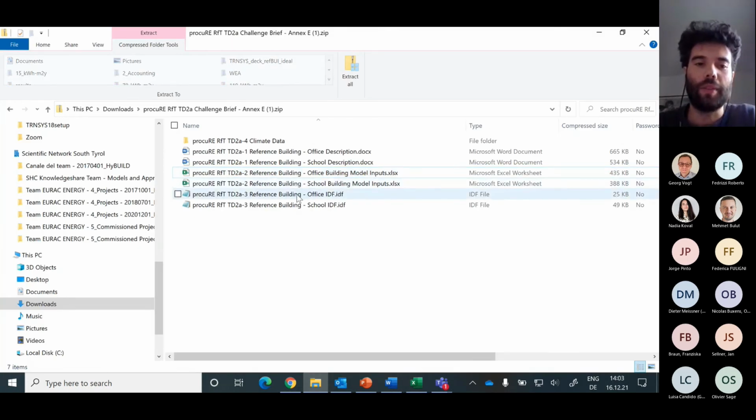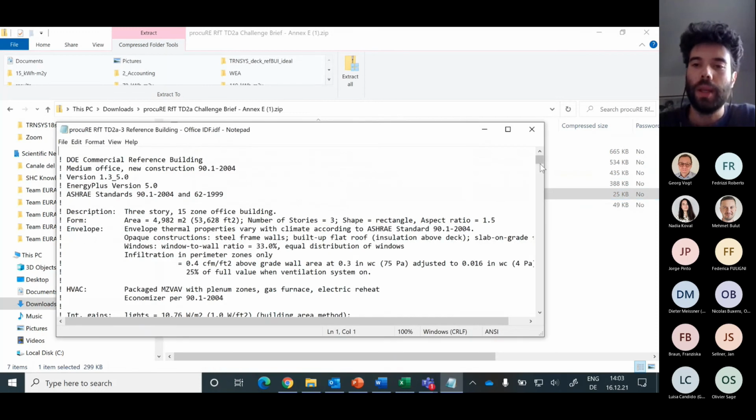And the last file available is an EDF file. Yeah, we can open it, but it's a quite standard EDF file that you can use as a base to develop your EDF file and to run, for example, simulations for the evaluation.